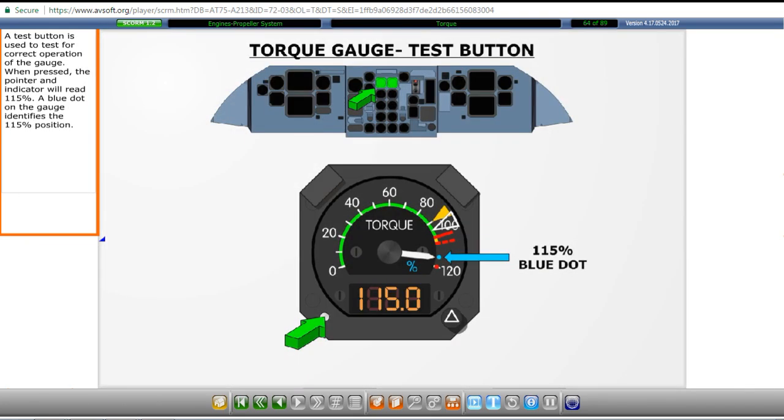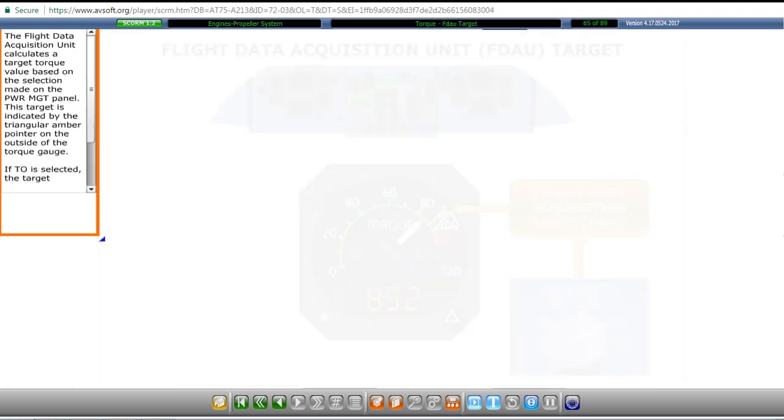A test button is used to test for correct operation of the gauge. When pressed, the pointer and indicator will read 115%. A blue dot on the gauge identifies the 115% position.